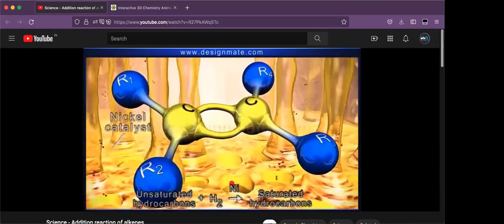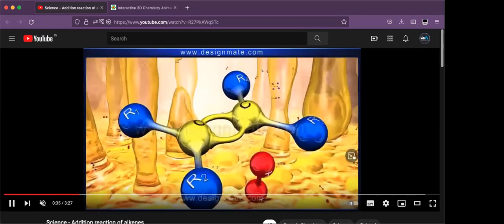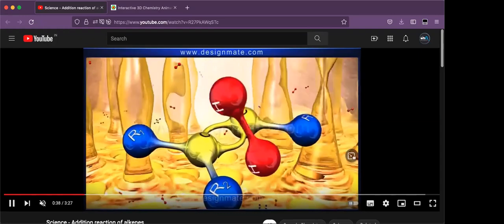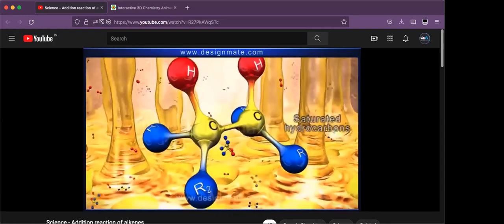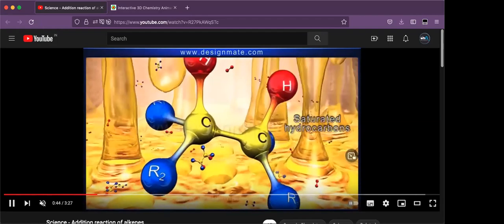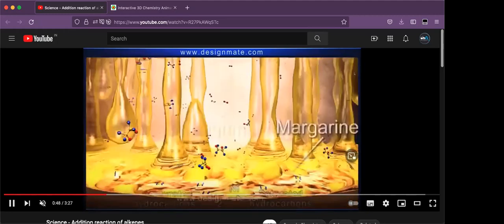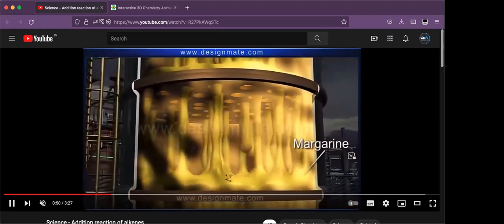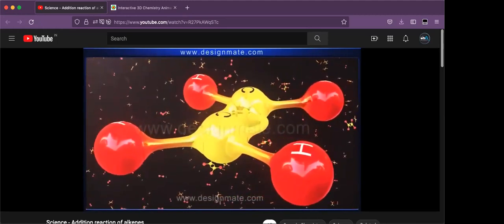So unsaturated hydrocarbon plus hydrogen in the presence of nickel catalyst, that is hydrogenation reaction. You can see exactly how it happens also. The bond between the hydrogens breaks and they get connected to the carbon atoms here. The double bond also breaks. So this is your structure of unsaturated hydrocarbon.